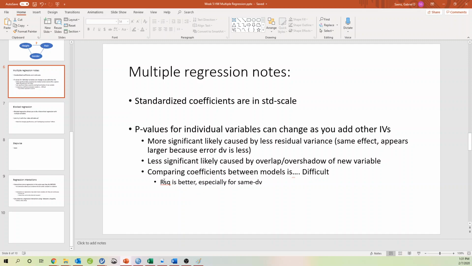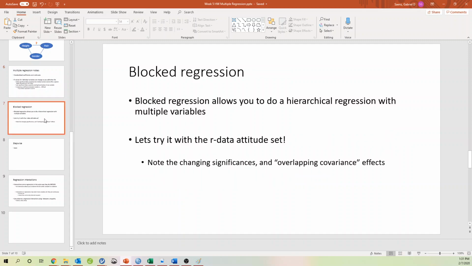Oftentimes it's best to compare R squared or R squared change. Looks like this video is getting a little bit long, so I'll hurry it up here. Let's talk about blocked regression. Blocked regression is the same as that hierarchical regression, but you can do it in groups. Let's show you both of these things here.